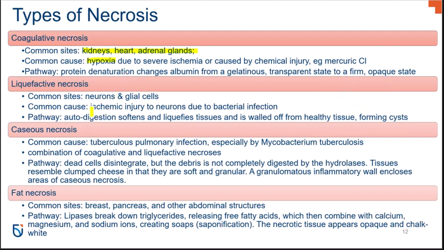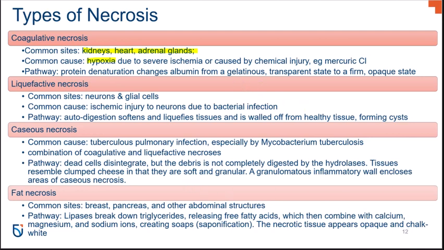Coagulative necrosis is a result of protein denaturation. So what happens is a protein will denature, specifically the protein albumin. Albumin is going to change from its gelatinous transparent state to a firm opaque state. And the area of coagulative necrosis is called an infarct. You've probably heard that term before, for example, myocardial infarction.